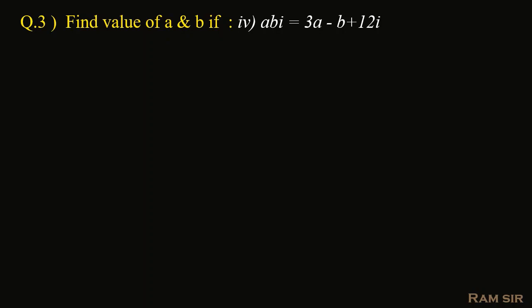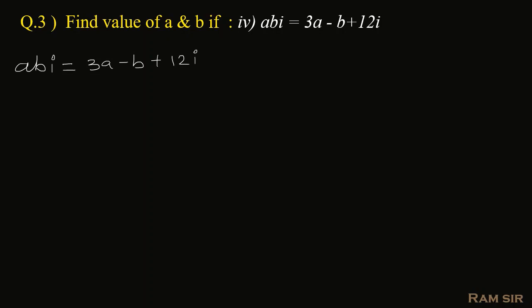The next question is again from the main question number 3. a into b multiplied by i is equal to 3a minus b plus 12i. So let's start with this one. The given information is ab multiplied by i is equal to 3a minus b plus 12i.